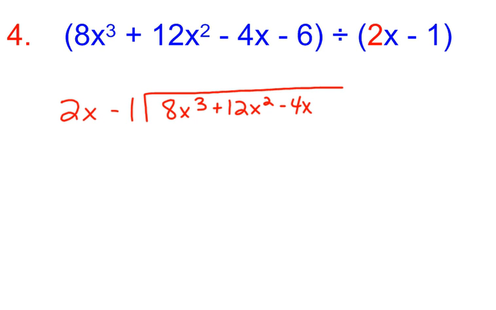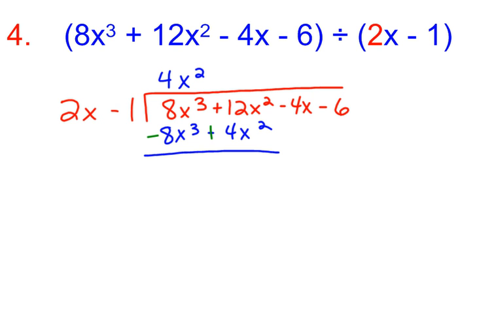So I notice that I have every term represented. I've got the cube, the squared, the x, and nothing. So then I ask myself, what times 2x would make 8x cubed? So I'll pick 4x squared. So when I multiply, I get 8x cubed minus 4x squared. Change my signs. I now have 16x squared minus 4x.